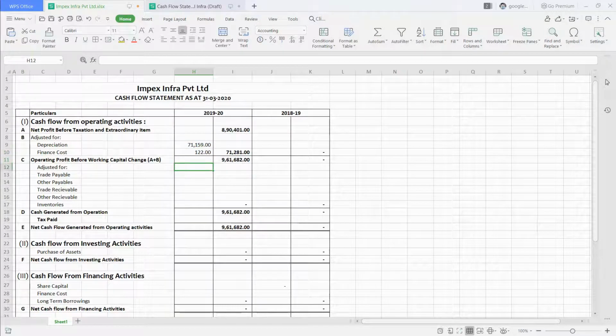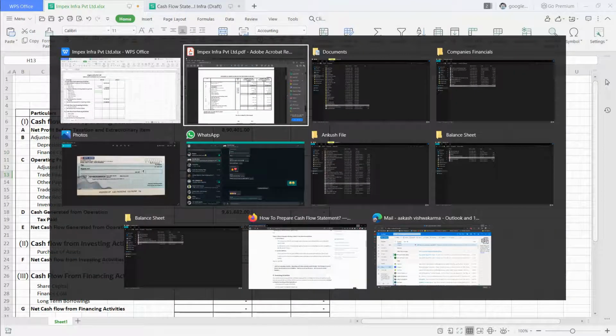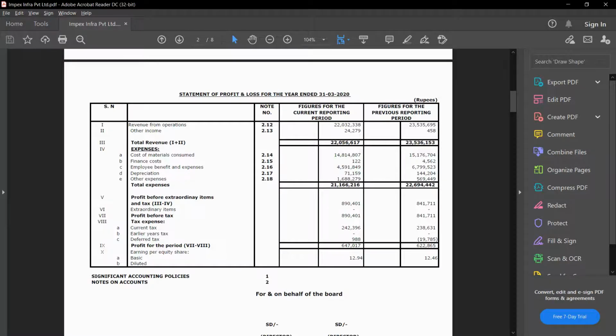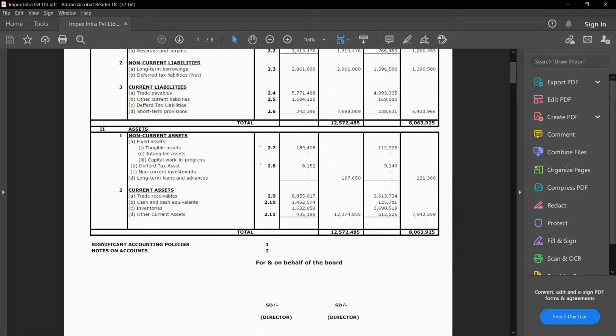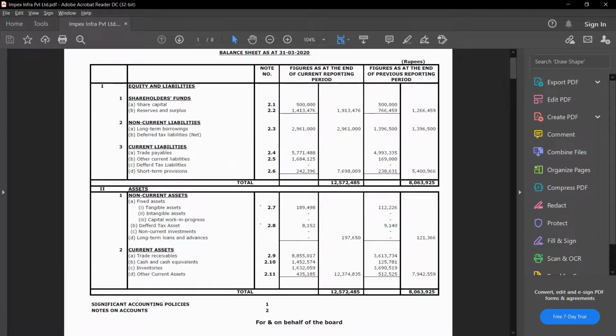For adjustment of working capital change, the rule is, if current liabilities increase from previous year, we need to add the difference of increase because cash is saved, and if current liabilities decrease, that means we have paid our liabilities, so we need to less the difference of decrease.